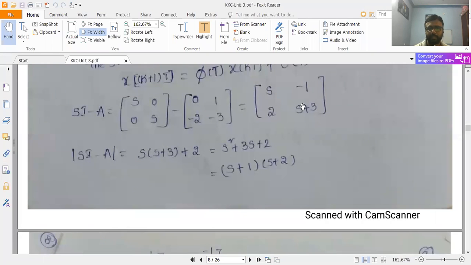The modulus of this particular matrix, S into (S plus 3) plus 2, is equal to S square plus 3S plus 2. It can be represented as (S plus 1) into (S plus 2).